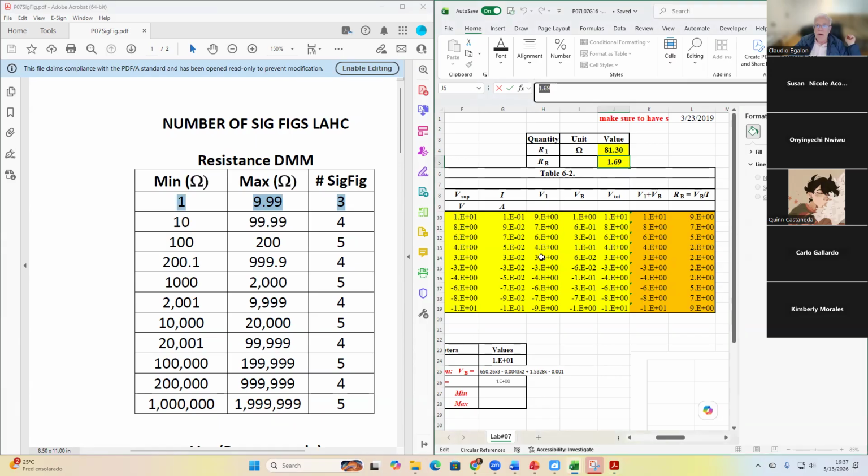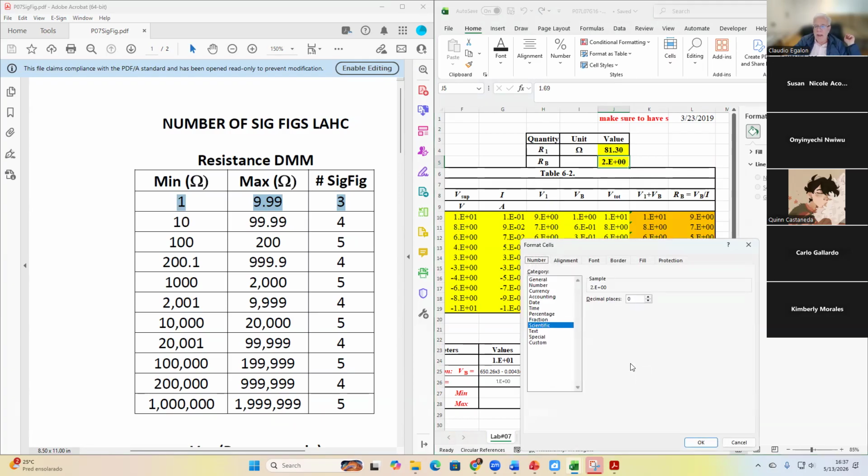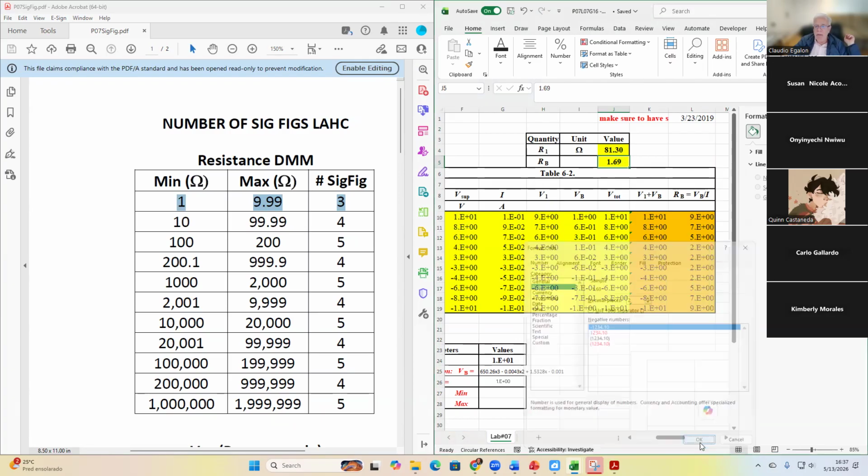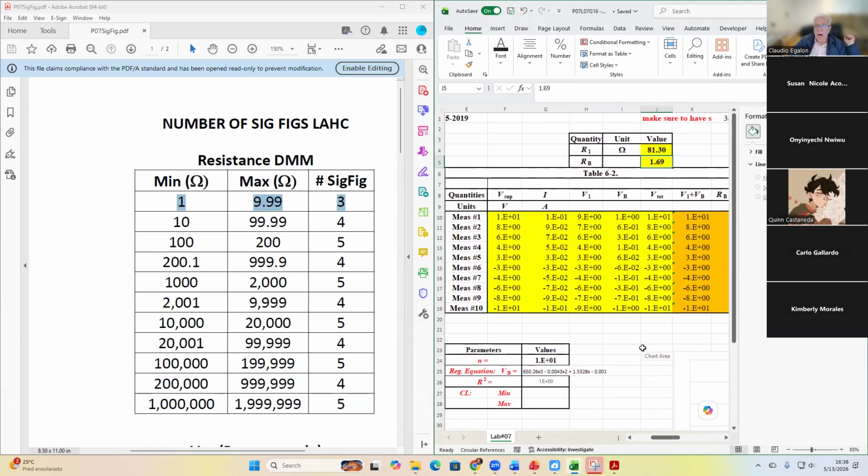Okay, so here you go. We have 3 significant figures. 1, 2, 3: 2 decimal places, 3 significant figures. Let's see, right click, format cell, number, 2 decimal places, 3 significant figures. That's how you adjust it. And now we can work the rest, right?